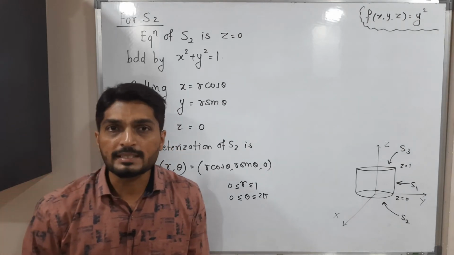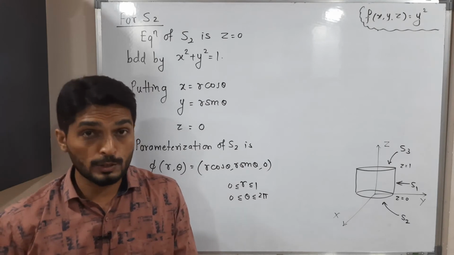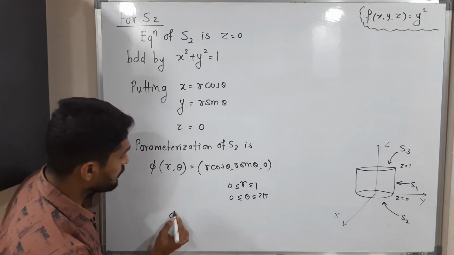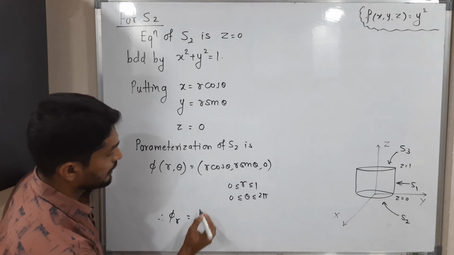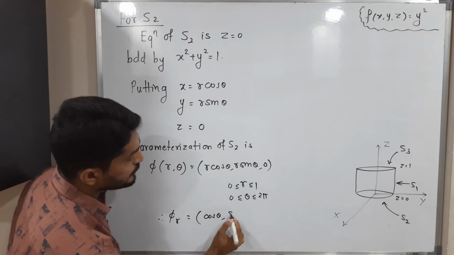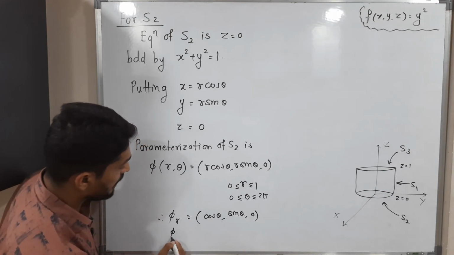So let us do some basic calculation: the derivative of phi with respect to r, with respect to theta, their cross product, and their norm. Let us find all these things one by one. The derivative of phi with respect to r: derivative of r is 1, cos theta is constant; derivative of r is 1, sin theta; and 0, derivative of 0 is 0 obviously. Then phi theta.